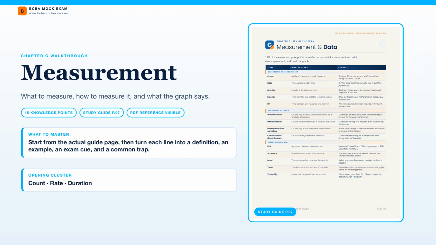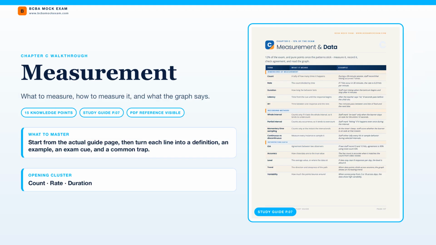Domain C, measurement. Measurement answers one basic question: what changed? If behavior is not measured well, the rest of the analysis becomes shaky. Domain C is not just about definitions. It is about choosing the right measurement system for the behavior and knowing what each system can distort. The exam move is to ask, what dimension of behavior matters here? Frequency? Time? Delay? The space between responses? Or a sample of occurrence within intervals?